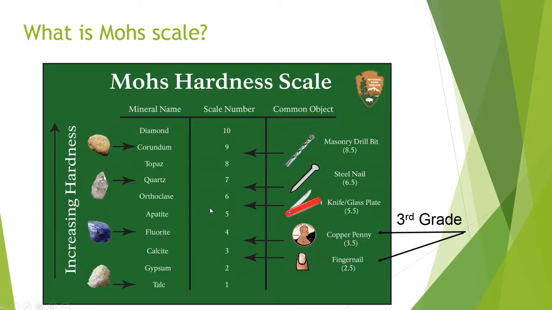So the Mohs hardness scale, notice that it's MOHS with no apostrophe. And basically, we're looking at right along here is where you would probably do something with third grade. So if it can be scratched with a fingernail, that's called a soft rock.